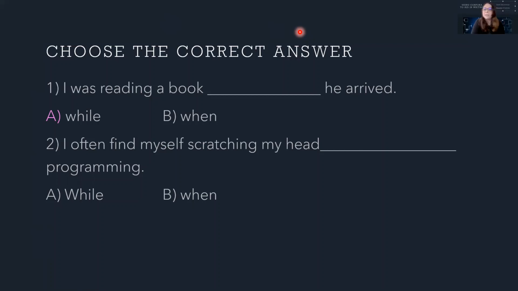Yes, A would not be capitalized. Okay, so I see some A, some B.